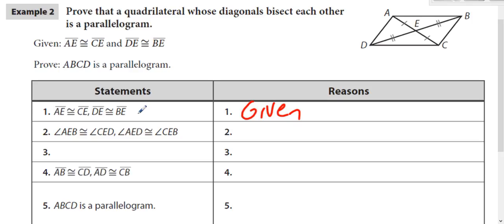Also, we have angle AEB congruent to CED. Look at the relationship of those angles. And then AED is congruent to CEB. Same relationship there. Those are vertical angles, which is why they are congruent.